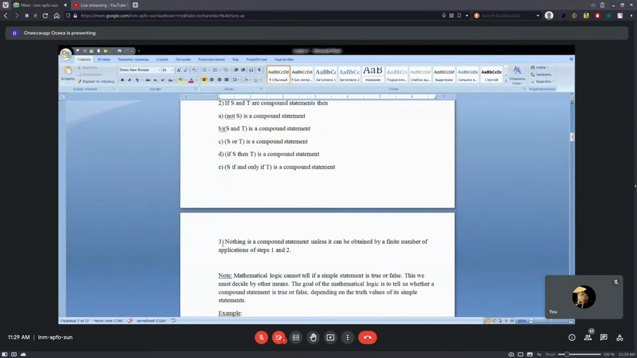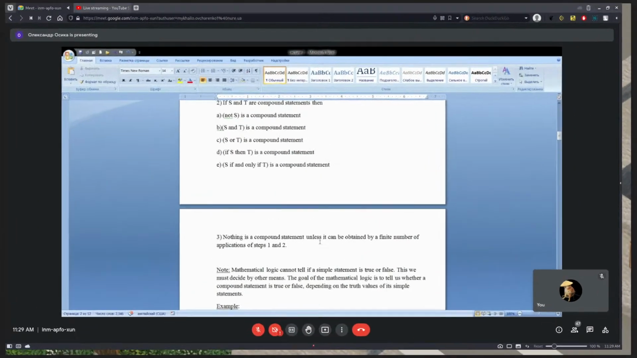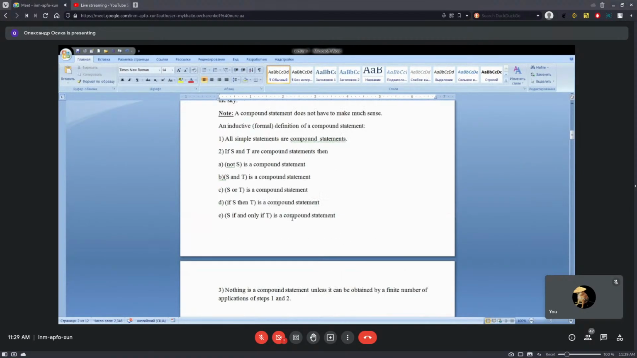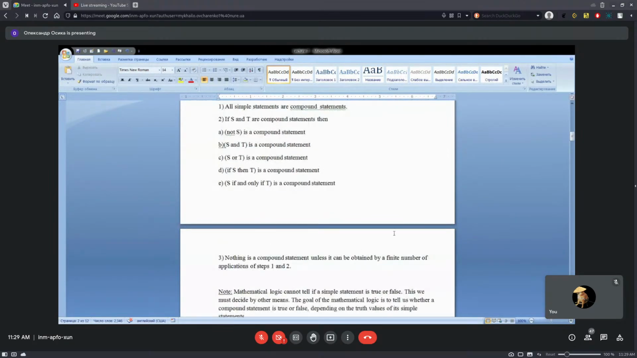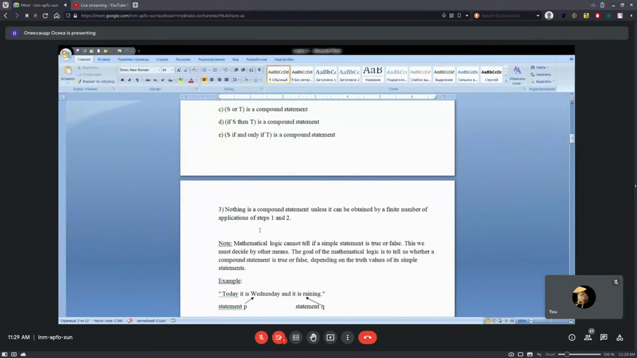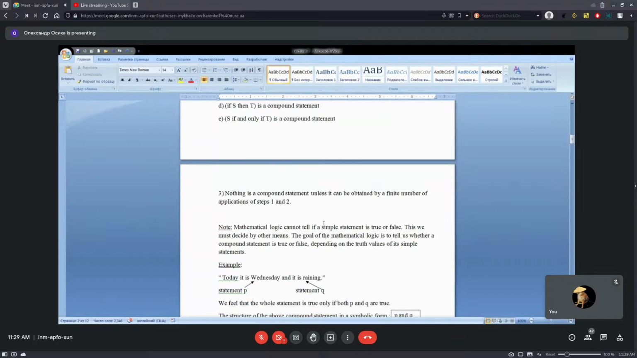And the third step: nothing is a compound statement unless it can be obtained by a finite number of applications of steps 1 and 2. So we can now take not S and S and T and connect them by one of these connectives, and so on, and we just construct more and more complicated compound statements. Okay. A finite number of applications of steps 1 and 2.